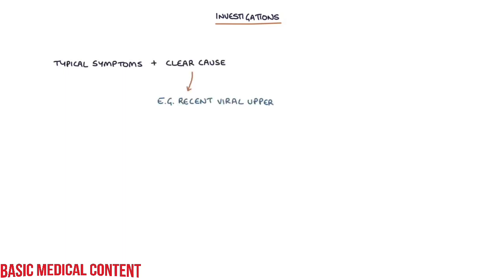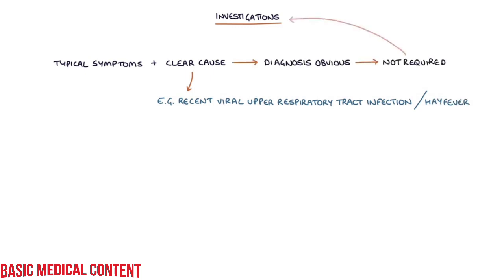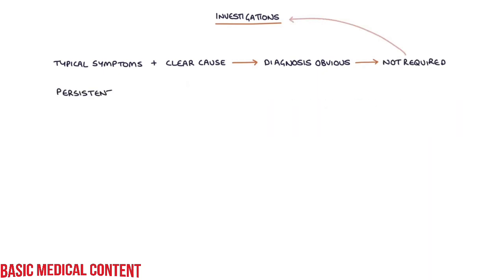Let's talk about investigations. Often, Eustachian tube dysfunction gives a typical set of symptoms and it's associated with a clear cause, for example, a recent viral upper respiratory tract infection or hay fever. In this situation, the diagnosis can be obvious and investigations are not required as the symptoms will resolve with time or simple treatments. With persistent, problematic, or severe symptoms, or where the cause is in doubt, investigations can be helpful to establish a diagnosis and the underlying cause.